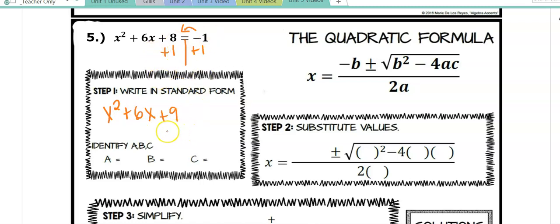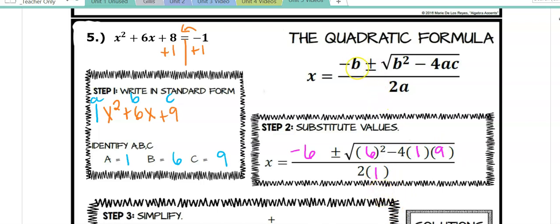Okay? And I'm going to label my A, my B, and my C, which you guys have been really, really good at. A is 1, B is 6, C is 9, okay? And then I'm going to plug it into the quadratic formula, which means I'm going to sing it. So 1, 2, 3. X equals the opposite of B plus or minus the square root of B squared minus 4AC, all divided by 2A.